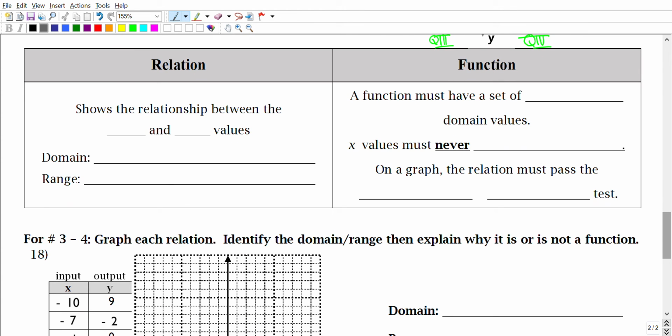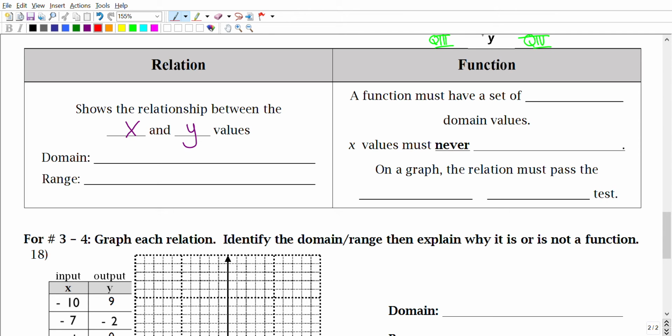Alright, so this last little bit of notes, we have what are called relations. All we have to know about relations is that a relation shows the relationship between the x and y values. That's all a relation is, and we'll talk a little bit more about it as we continue with these notes. But for now, we have to write a few other definitions here for domain and range, which go along with relation.